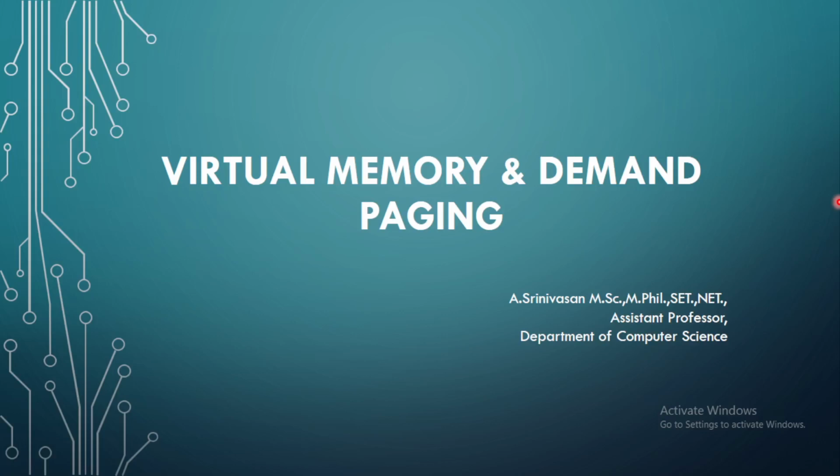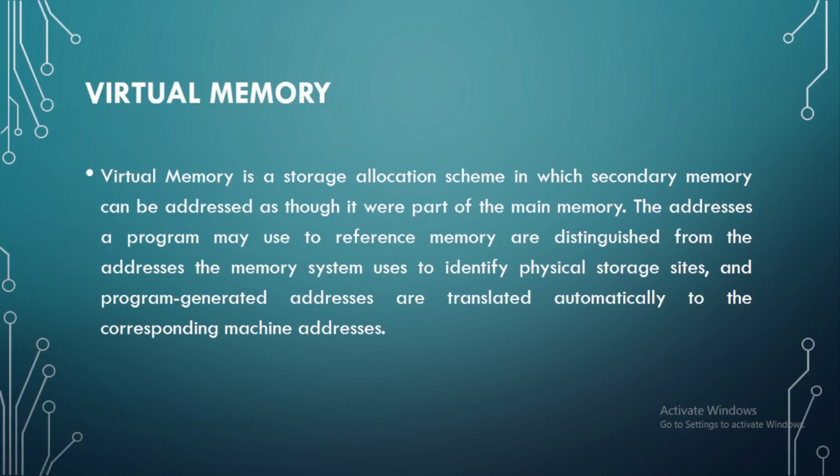In this video, we will see virtual memory and the demand paging mechanism, which is used to implement virtual memory. Virtual memory is a storage allocation scheme in which secondary memory can be addressed as though it were part of the main memory. The addresses a program may use to reference memory are distinguished from the addresses the memory system uses to identify physical storage sites, and program generated addresses are translated automatically to the corresponding machine addresses.